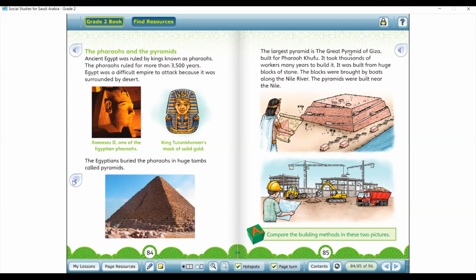The largest pyramid is the Great Pyramid of Giza, built for Pharaoh Khufu. It took thousands of workers many years to build it. It was built from huge blocks of stone. The blocks were brought by boats along the Nile River, and pyramids were built near the Nile. So that is what that entails in terms of the Egyptians today that we need to know. We are going straight into our revision lesson and the questions.